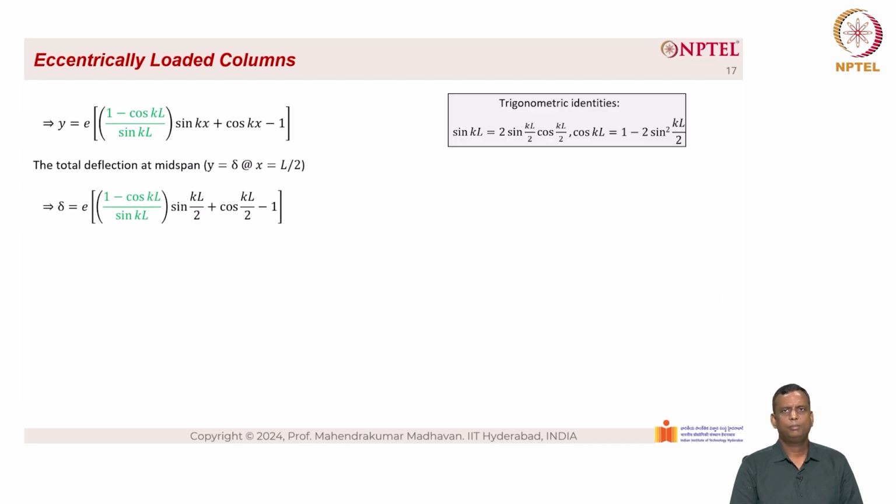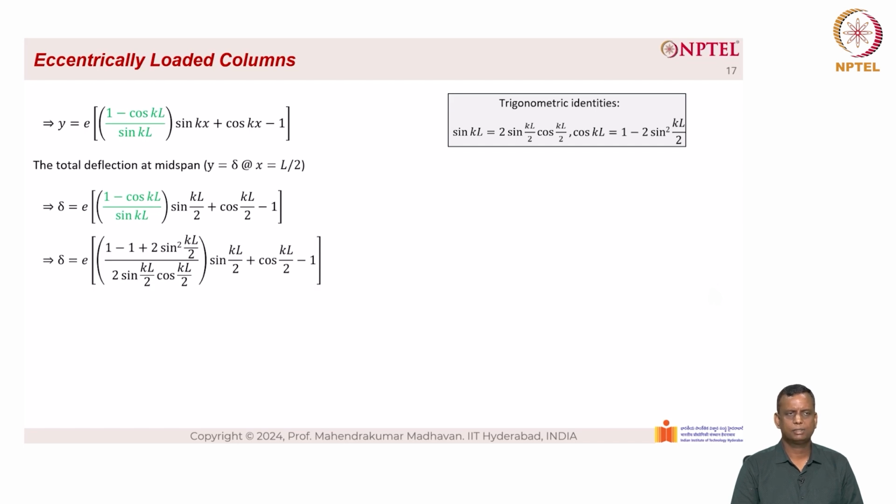We also know the trigonometric equations that sin kl equal to 2 sin kl by 2 into cos kl by 2, and cos kl equal to 1 minus 2 sin square kl by 2. So, using these trigonometric identities, we can further simplify the equation: delta equal to e into 1 minus 1 plus 2 sin square kl by 2 divided by 2 sin kl by 2 cos kl by 2 into sin kl by 2 plus cos kl by 2 minus 1. The minus 1 and plus 1 cancel out, then the 2 gets cancelled, and the sine on the top and the sine in the denominator get cancelled. We have delta equal to e into sin square kl by 2 divided by cos kl by 2 plus cos kl by 2 minus 1.